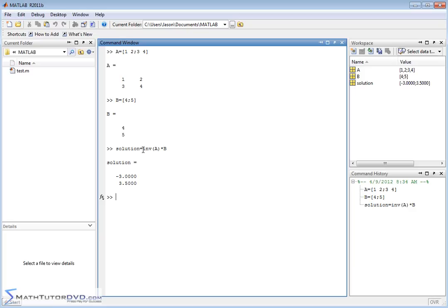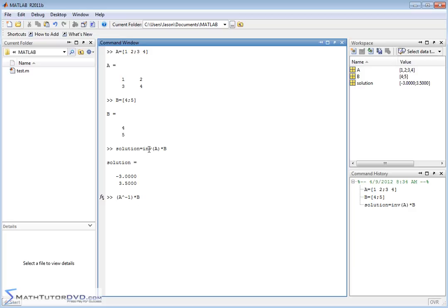So this is one technique to do it. You could write inv of matrix A, multiplied times B. There are many ways to write this. You could also say A raised to the -1 power times B. This accomplishes the same thing. I'm just showing you two different ways.